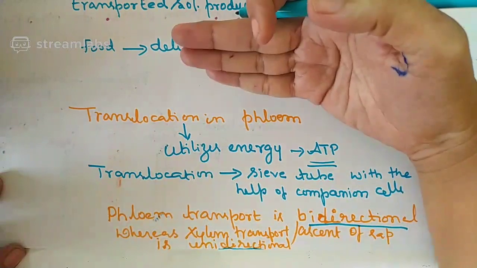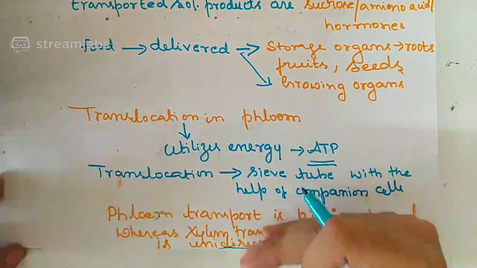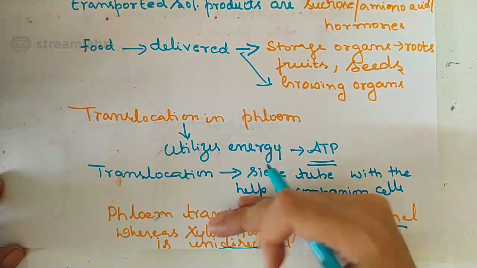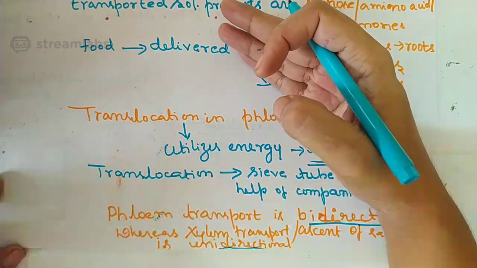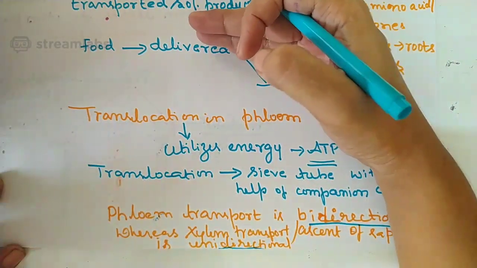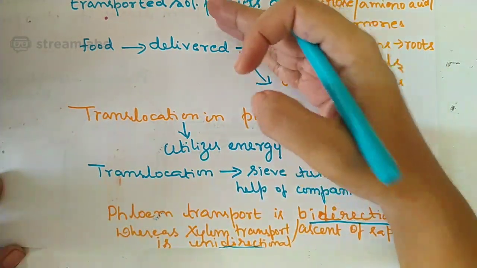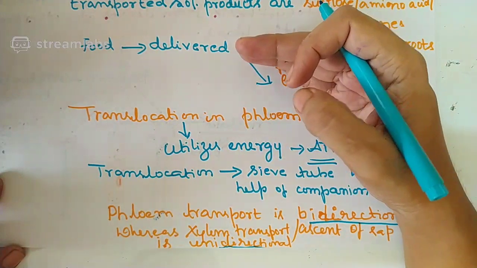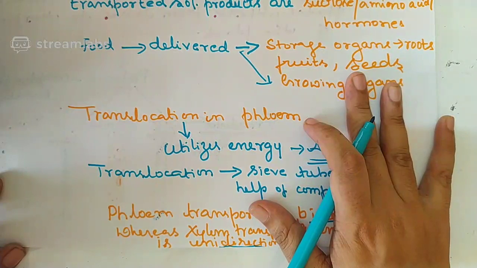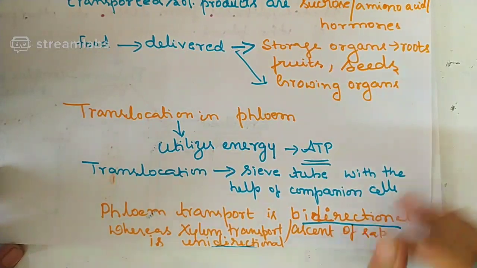So the food can move from the leaf to the root, and there in the root it can get stored, and whenever it is required, it can move from the root to the different parts of the plant. So it can move from the top, that is from the leaf to the root, and from the root to the leaf. Leaf to root, root to leaf. That is, phloem transport is bidirectional, whereas ascent of sap is unidirectional.